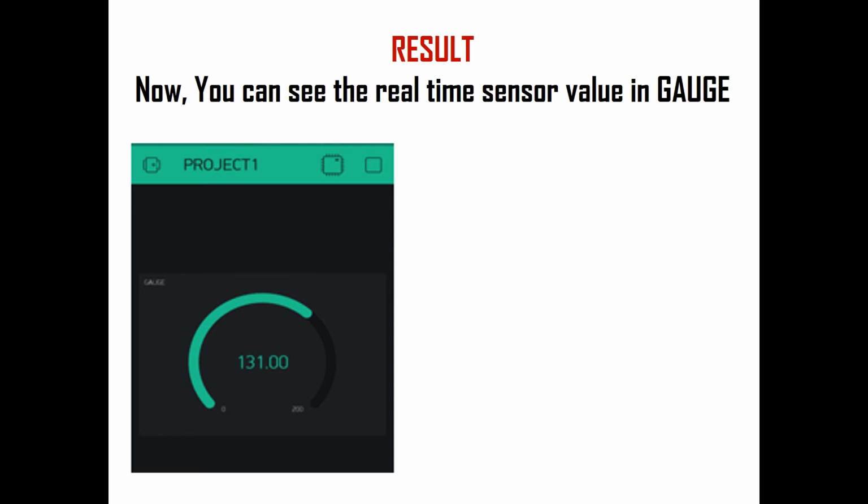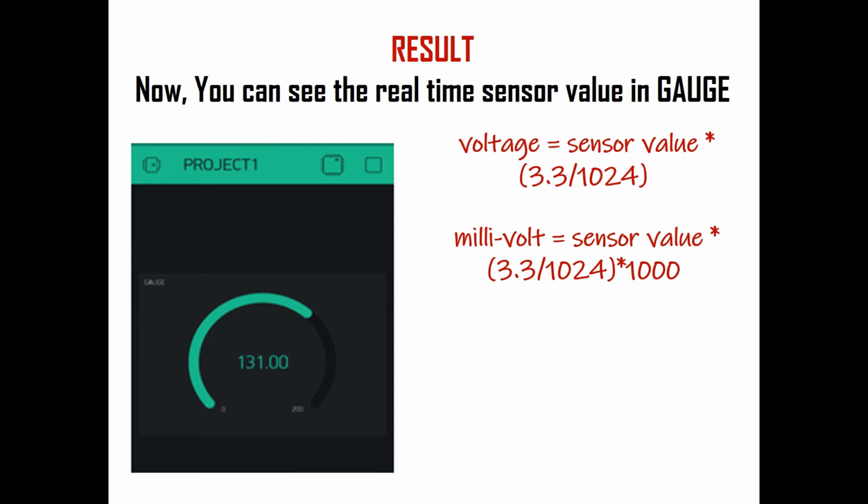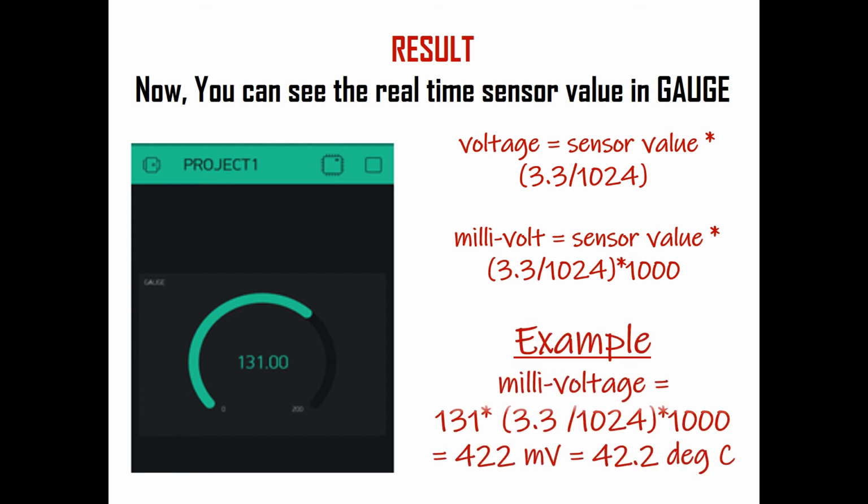If you want it in volts or in millivolts, you need to do the calculation as shown here. For example, if you are getting 131, then in millivolts it should be 131 multiplied by 3.3 divided by 1024 and again multiplied by 1000. Actually, by doing this, we are scaling down the range from 0 to 1023, which is the range that analogRead returns, to the range 0 to 3.3, which is the actual voltage range of Node MCU. So the result is 422 millivolts.